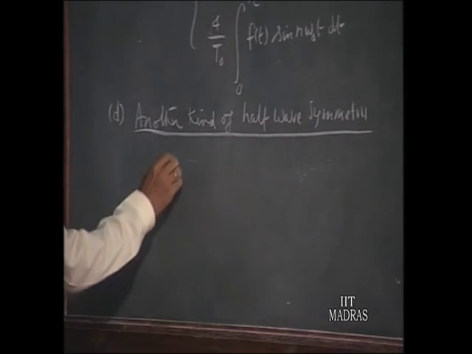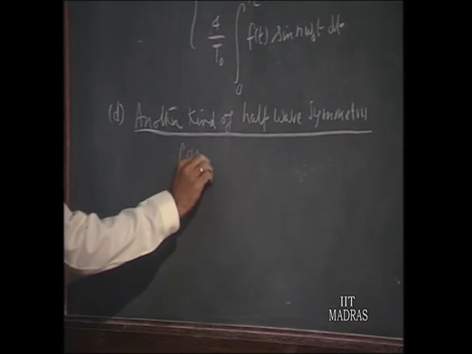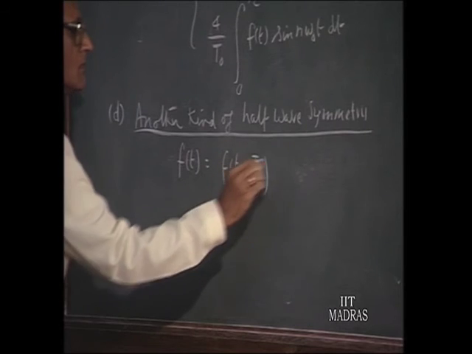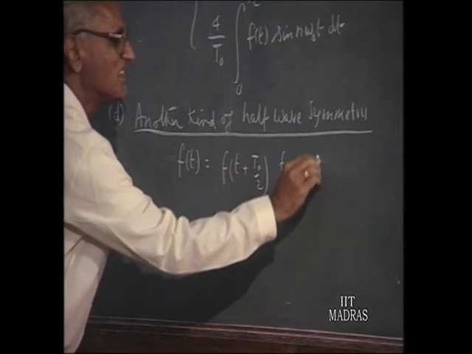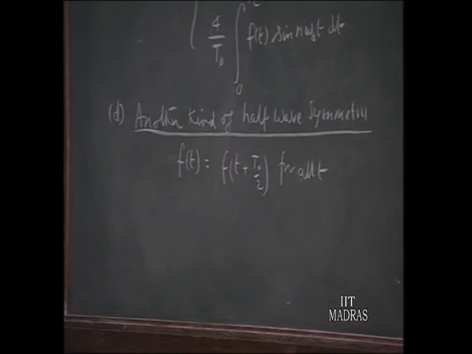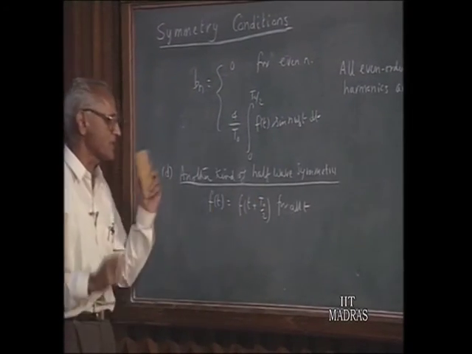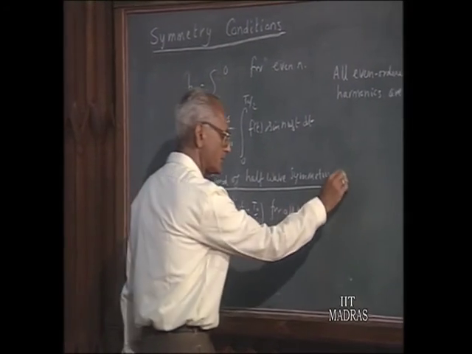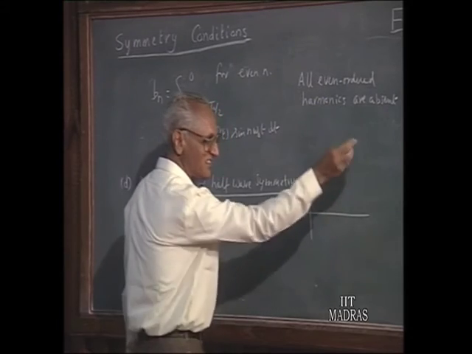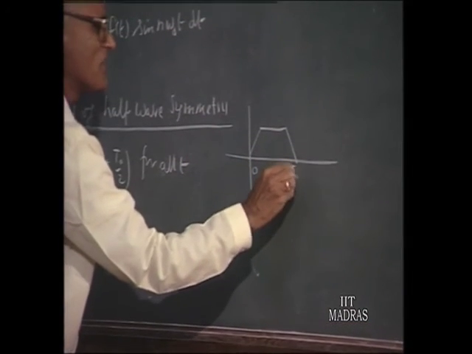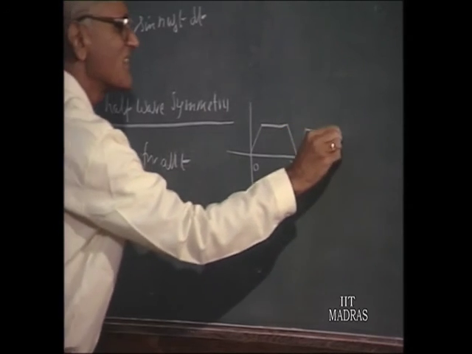Where f of t equals f of t plus t naught upon 2 for all t. Previously f of t plus t naught upon 2 was minus f of t. Now f of t plus t naught by 2 is plus f of t, which would mean the same waveform. If you have it for 0 to t naught upon 2, it repeats itself like this.